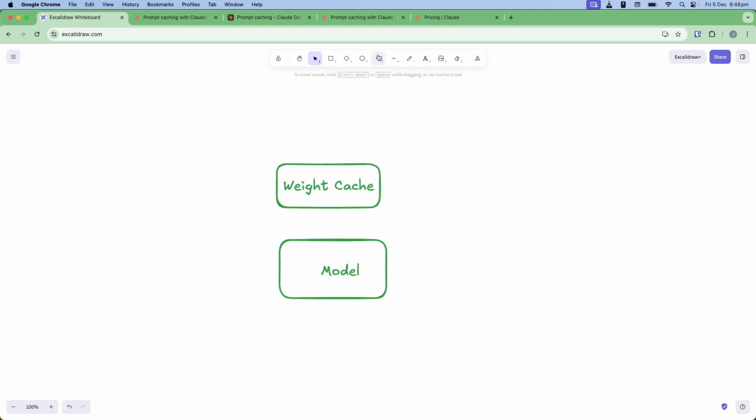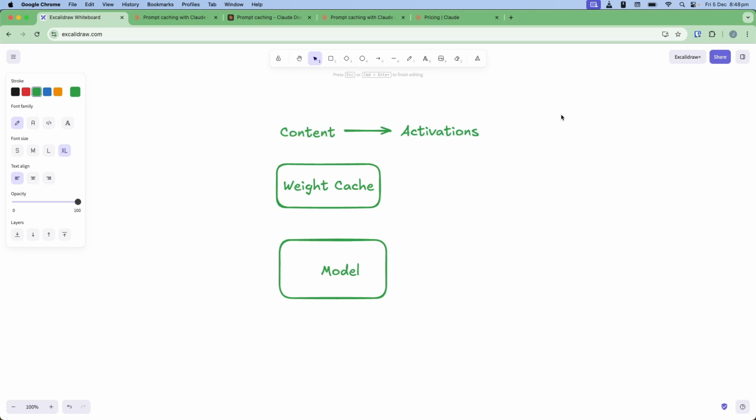The weight cache is a mapping from the input content that you put in, flattened into text, which maps to all of the activations. The reason you pay extra for caching is because they have to store this 1 terabyte of activations in their cache. They only store it for 5 minutes by default because of how expensive it is.